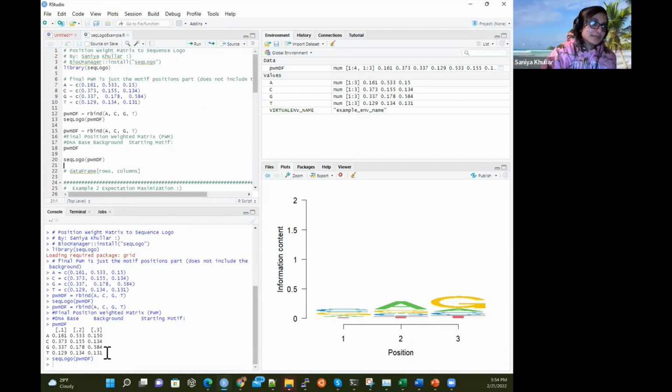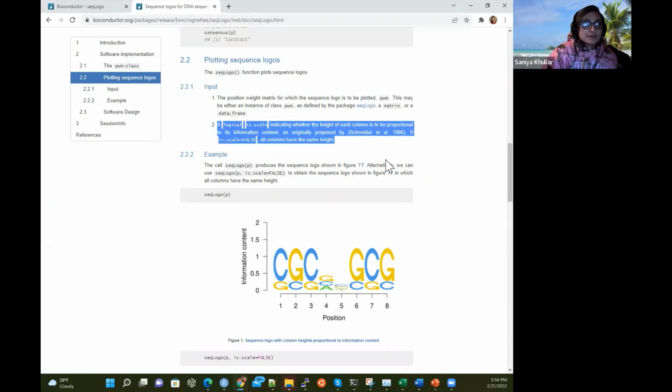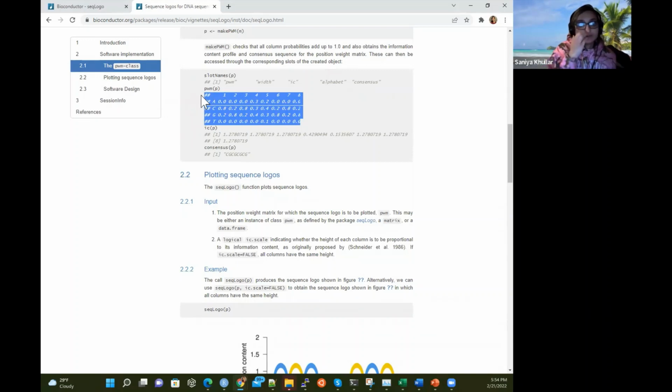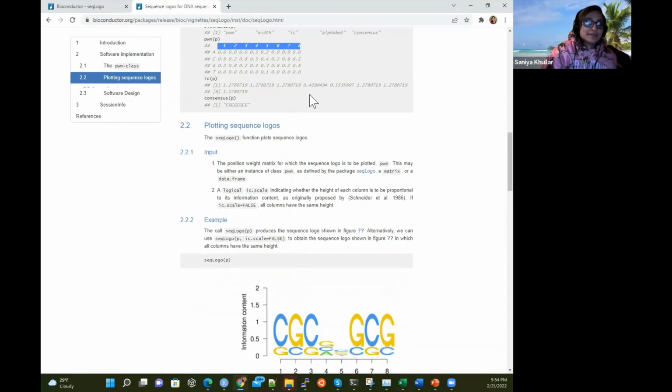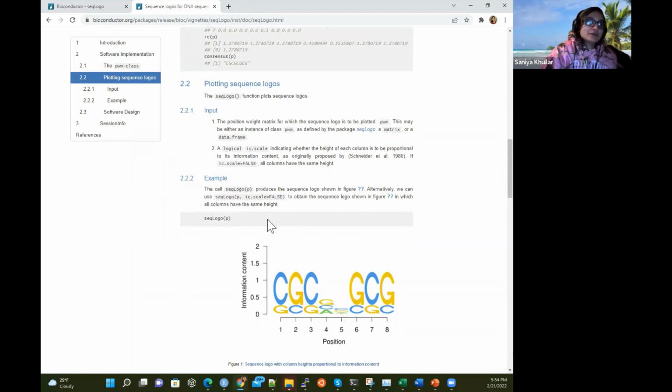And we can see that the default here is saying that the information content is by default set to be true. So that is what this typically is here. And they're showing an example of a probability weighted matrix that is 8 bases long. You can see that these are the 8 bases here, the example under the vignettes, which I really like. And we can look for that in our cases as well.